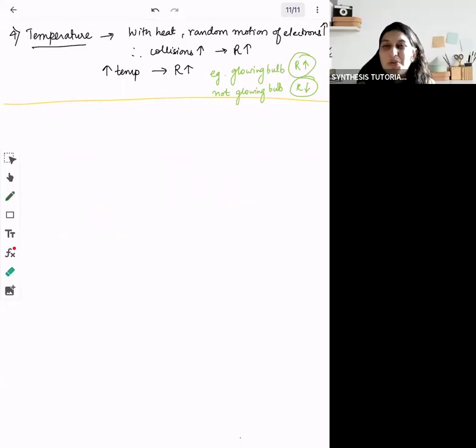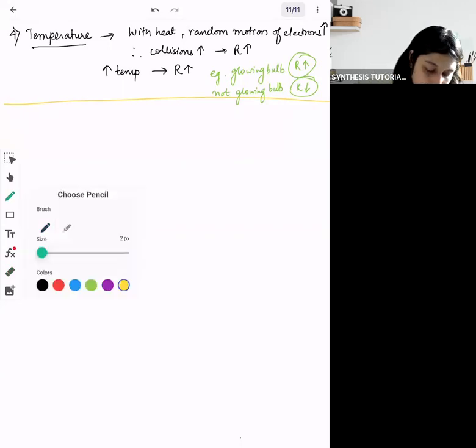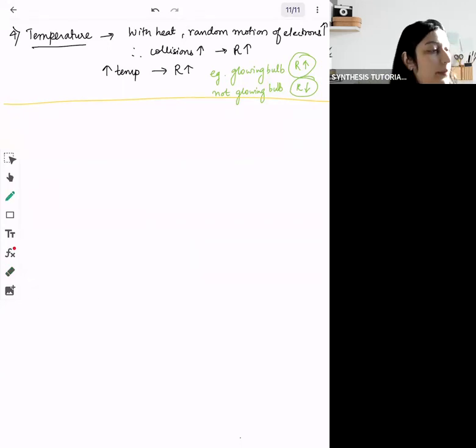ठीक है, तो इसमें कुछ अपने को लिखने की ऐसा जरूरत नहीं है. Again this question can come as a applied question. ग्राफ बना दिया तो ऐसा कुछ. ठीक है, मूविंग ऑन.